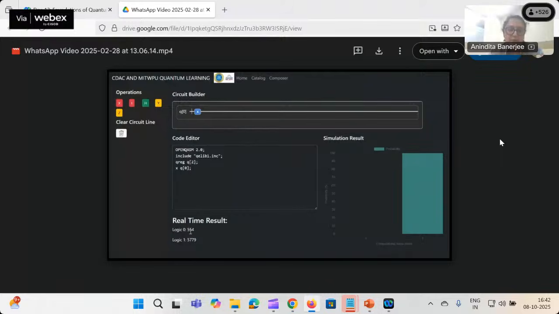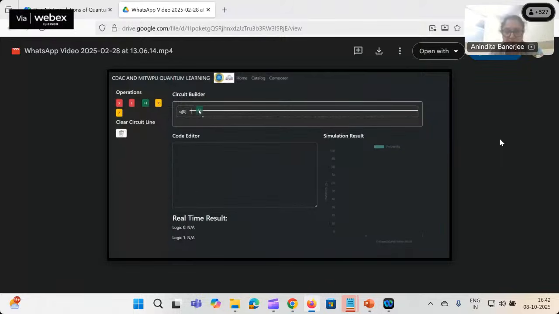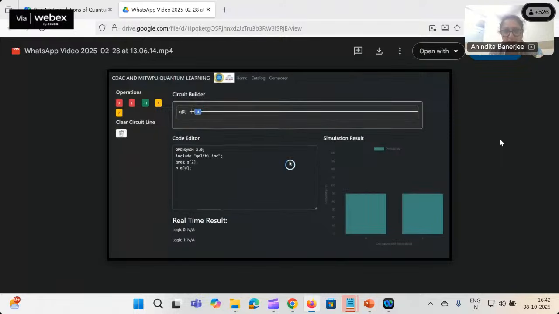You will see maximum counts, 5,779 in logic 1, and it was less in logic 0. And I'll tell you why we have those residual counts also. Hadamard is a superposition gate. You will see that half, 50% probability of 0 and 1 in simulation.